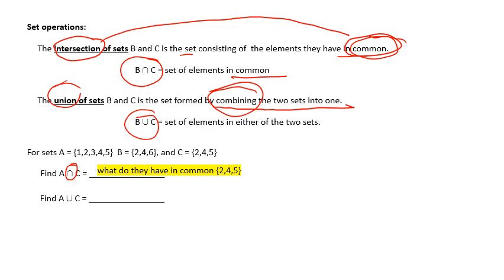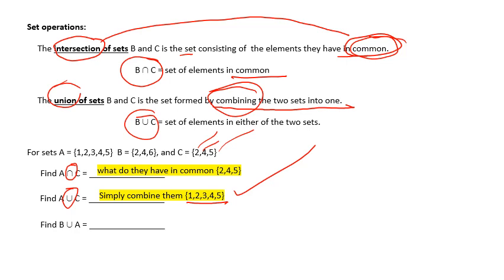Pause the video for this one. We're looking for the union of the 2 sets. When we want the union, we're going to simply combine the 2. So we're going to grab everything from A. Now we're going to look at C, because everything in C needs to be there. But it happens that we already have the 2, we already have the 4, and we have the 5. So that is the union.